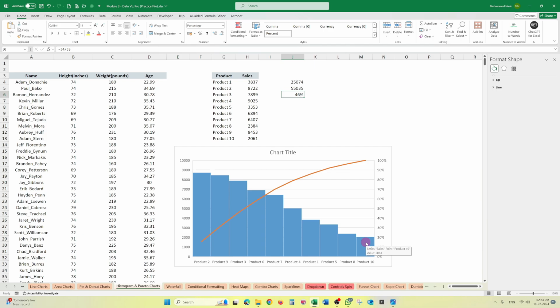So we have learned in today's lesson about the Pareto chart and the histogram chart and how it can help in our day-to-day data visualization, data management. And I hope you have understood it and like it.